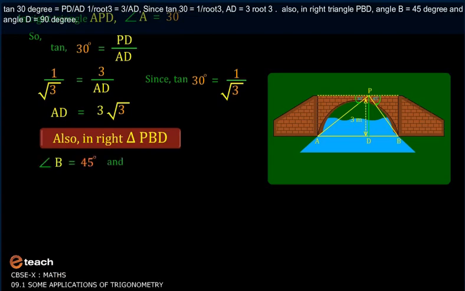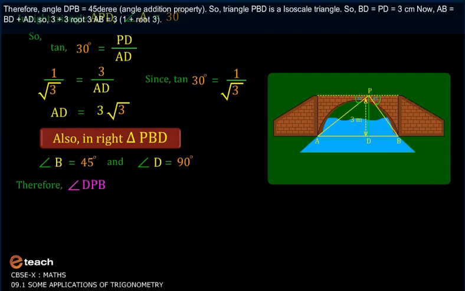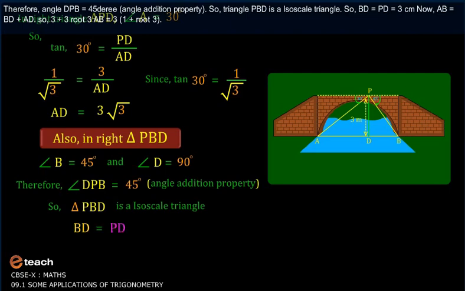Also in right triangle PBD, angle B is equal to 45 degree and angle D is equal to 90 degree. Therefore, angle DPB is equal to 45 degree, by angle addition property. So, triangle PBD is an isosceles triangle. So, BD is equal to PD is equal to 3 meter.